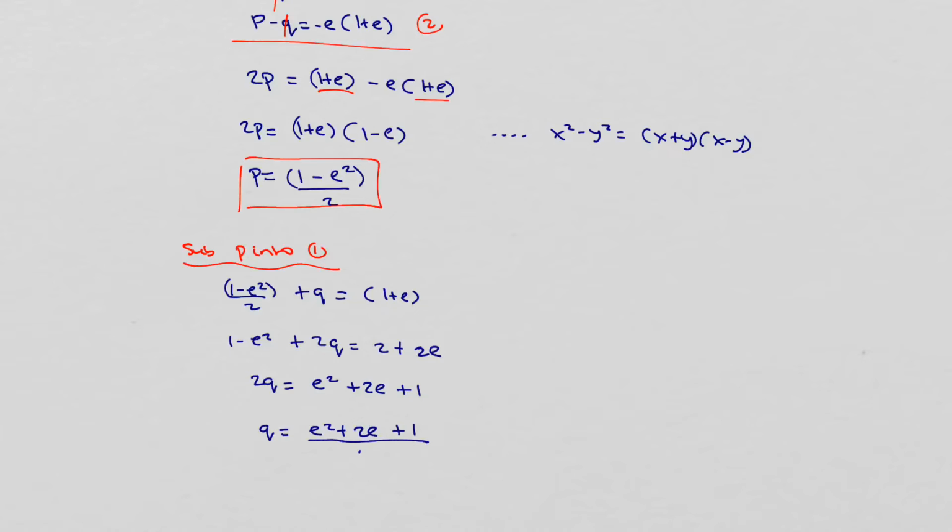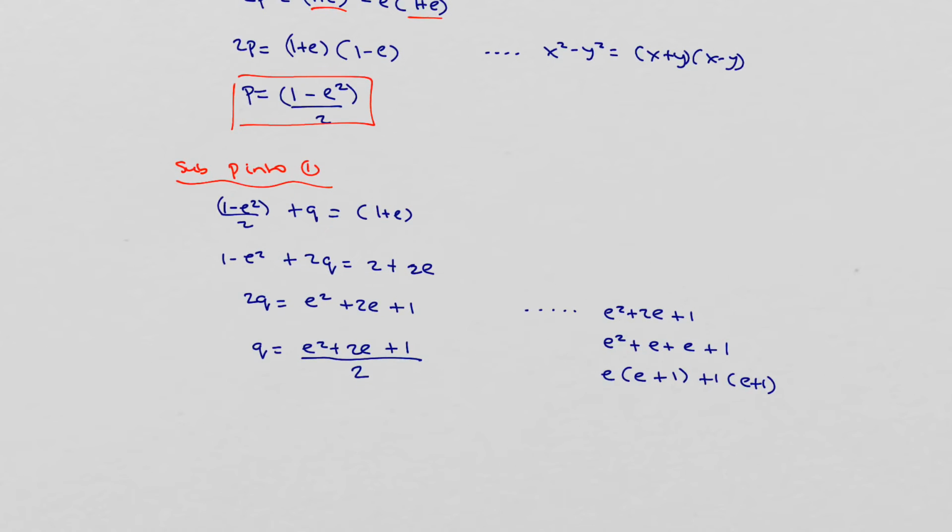Now again, you can leave it like that, or you might spot that if I factorize E squared plus 2E plus 1, factors that multiply to give you 1 and add to give you 2 are E plus 1 and E plus 1. And we actually end up with E plus 1 times E plus 1, which is the same as saying 1 plus E squared. And that's all over 2.